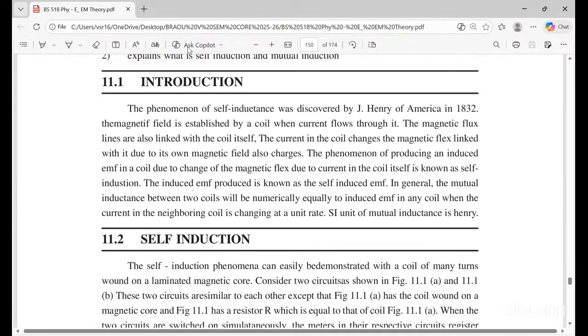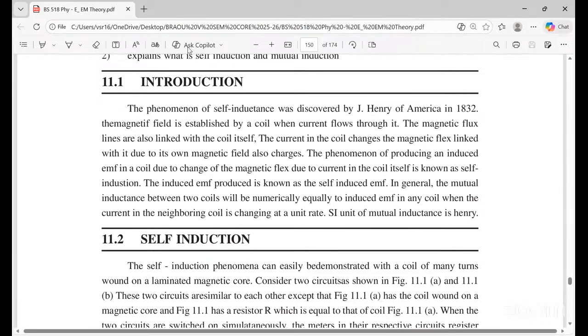Like that. So why do you say flux here? The magnetic lines of force crossing the unit area in the direction perpendicular to it, you can call it a flux here. So these lines are linked with the coil itself, and the current changes the magnetic flux linked with it, and it also changes the magnetic field. This phenomenon produces the induced EMF, induced electromotive force, in a coil. That means the magnetic flux is changing due to the current in the coil. So you can call it self-inductance.